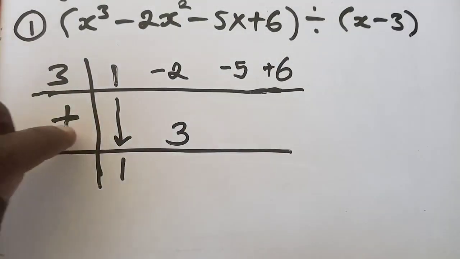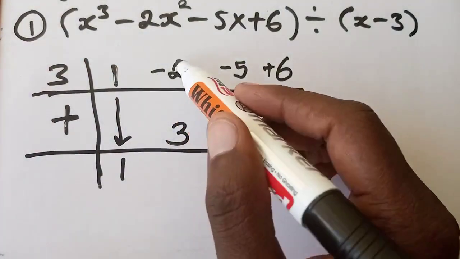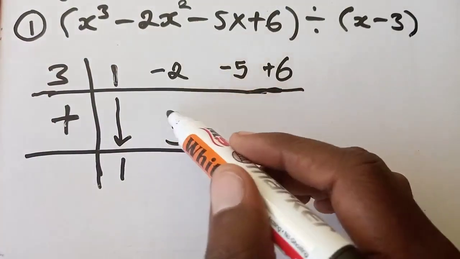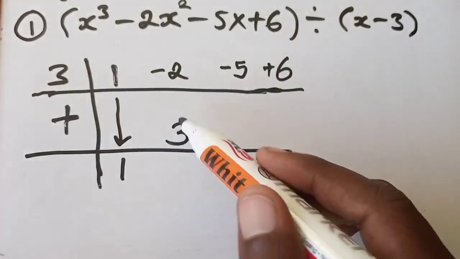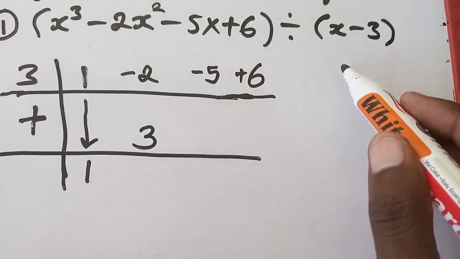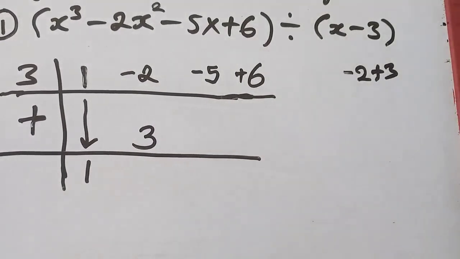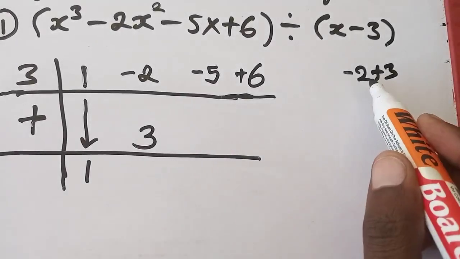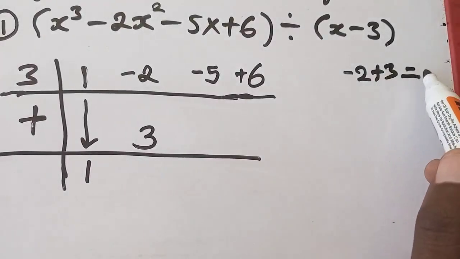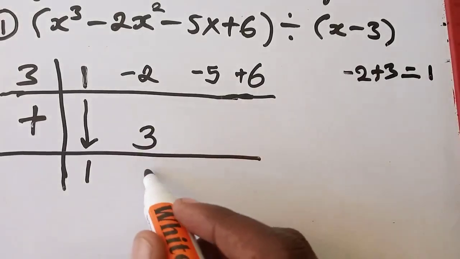Okay, so in this row, we've said that it is to add. So you need to add this negative 2 plus 3. So negative 2 plus 3, you find that it is positive 1 like that. So that 1, you put it down here.